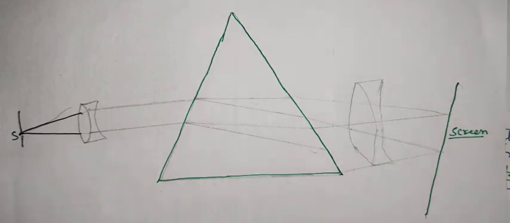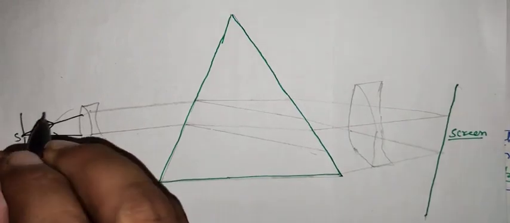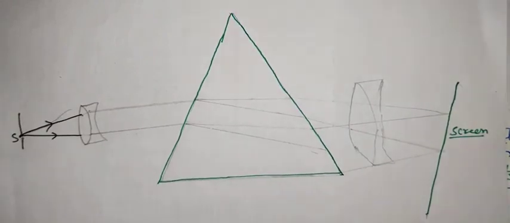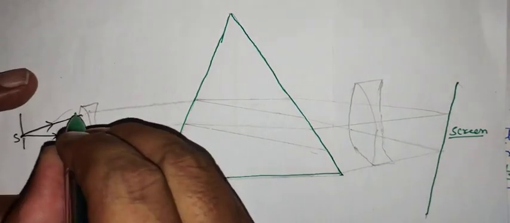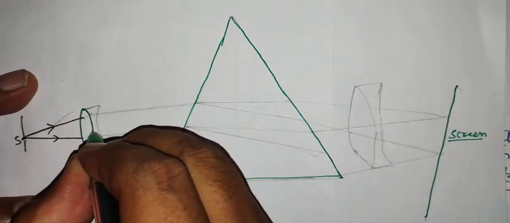But by this condition only, we cannot get a single beam of light. It will be multi-directional, the possibilities are there. See here. Now we are using an achromatic combination of convex lens. See here in the diagram.